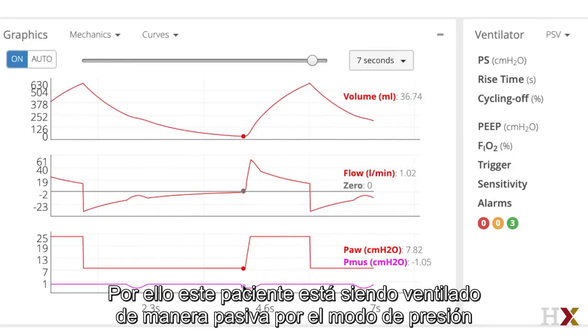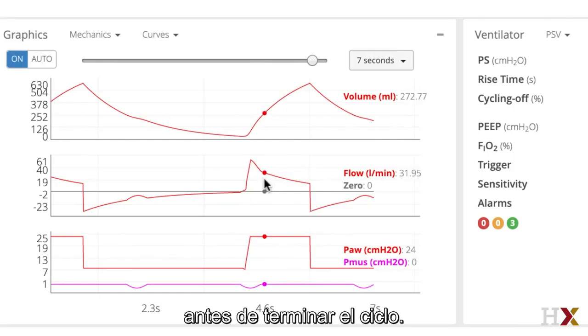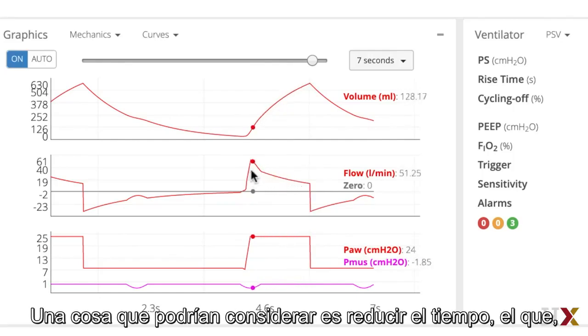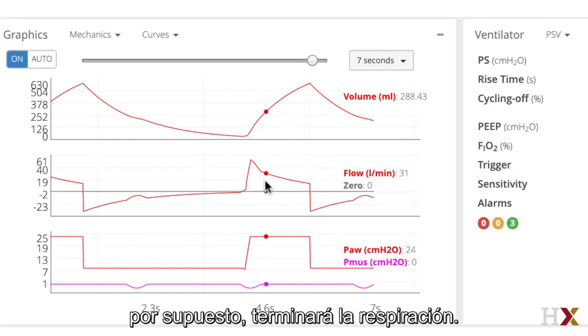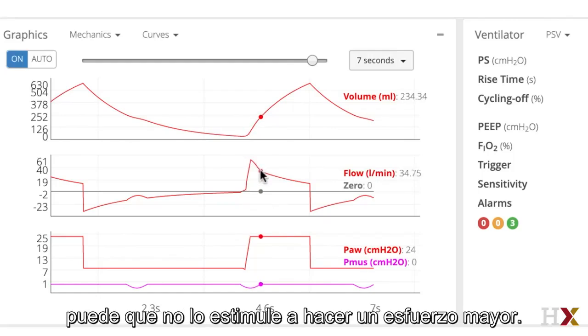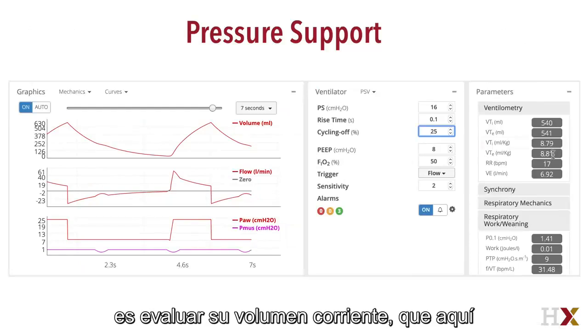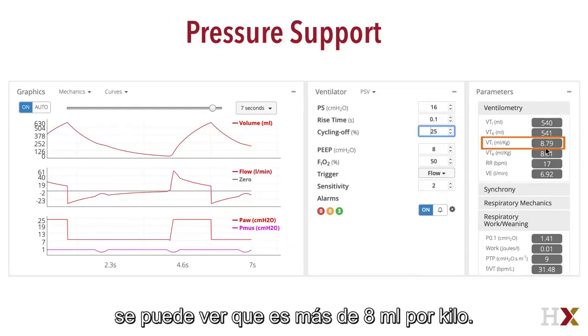So this patient is essentially being passively ventilated by pressure support ventilation because it requires this criteria to be met prior to cycling off. Now, one thing you could consider is shortening the time, which of course will cycle off the breath. But if the peak flow is being met by the patient, it may not stimulate them to actually make a stronger effort. So usually the first step when you have this is to assess your tidal volume, which here you can see it's over 8 ml per kilo.